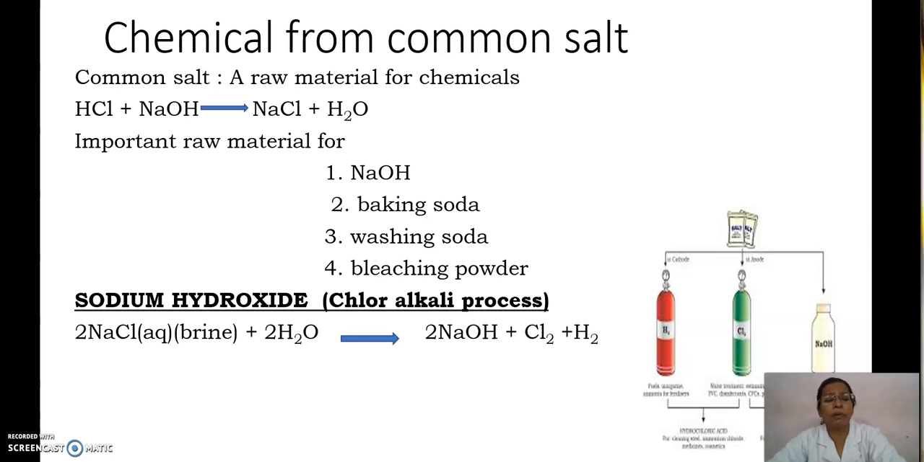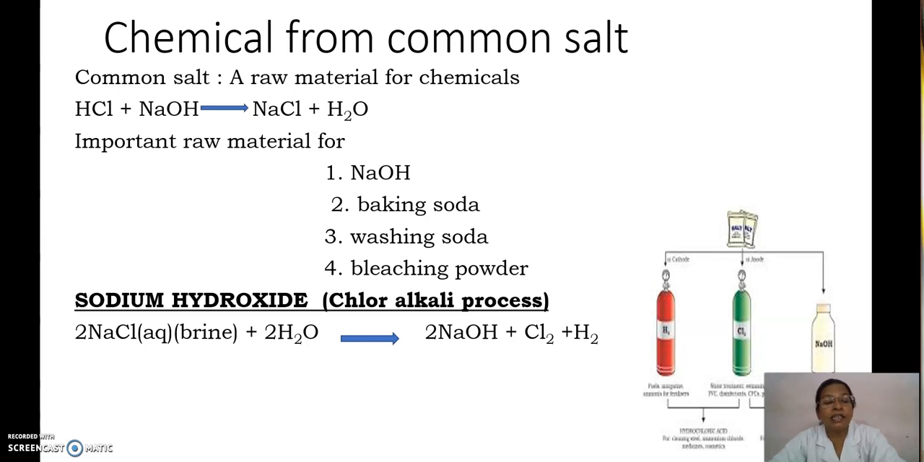So this sodium chloride is a raw material for a lot of other products. First we are going to see how sodium hydroxide is produced from sodium chloride. That process is known as the chlor-alkali process. I will tell you how it is produced. Sodium chloride is taken and mixed with water. The aqueous solution of sodium chloride is known as brine.